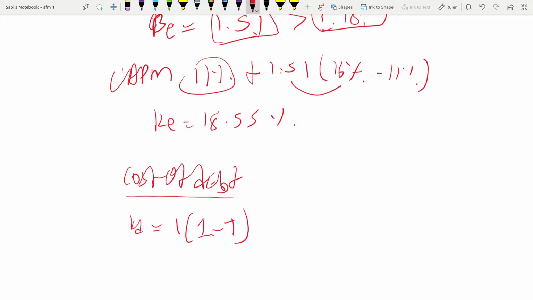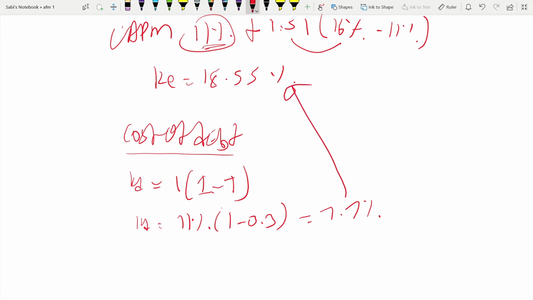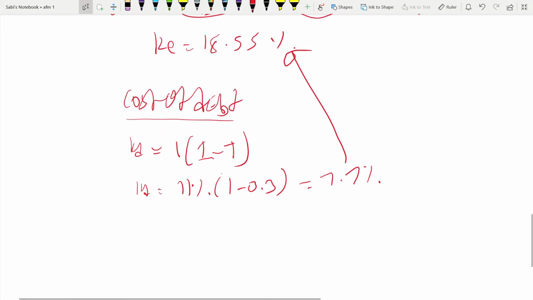What is I in this case? Here, because they told us it is risk free, you can use the 11% risk free rate that you have used for cost of equity in your CAPM. For cost of debt also you can use that 11%. So 11% into 1 minus 0.3, that means 11% into 0.7, which will give you 7.7%. You will always find your cost of debt less than cost of equity, right?